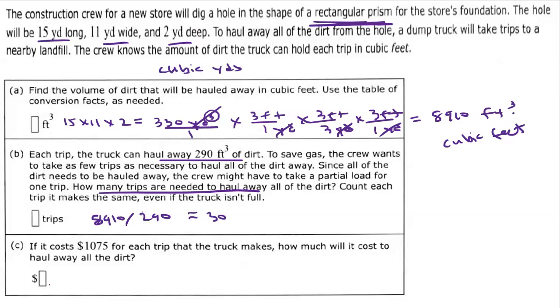About 30.7. So again, we need to find out how many trips are needed to haul away. If we said 30, it's not going to be enough because we still have 0.7 of dirt we need to get rid of. So in this case, we round up and that gives us 31. So 31 trips.